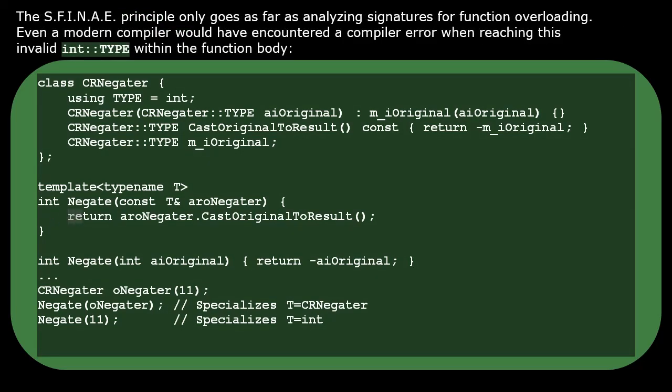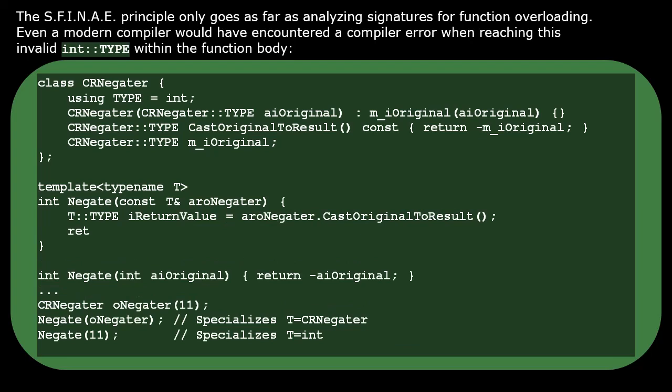But let's now try to use the T::type abstraction for defining a local variable. Trying this will cause all compilers, obsolete and modern ones, to abort their compilation and report a compiler error when they encounter the invalid int::type. The SFINAE principle only ever saves us while inspecting function signatures. It does not save us from any problems that might arise within the function body.